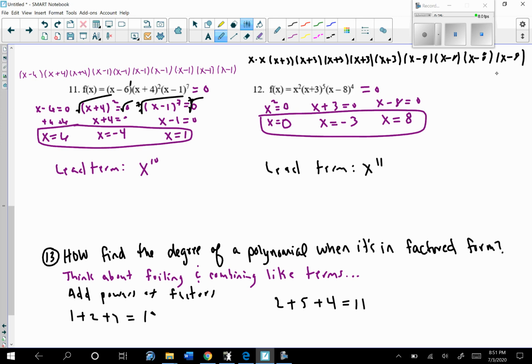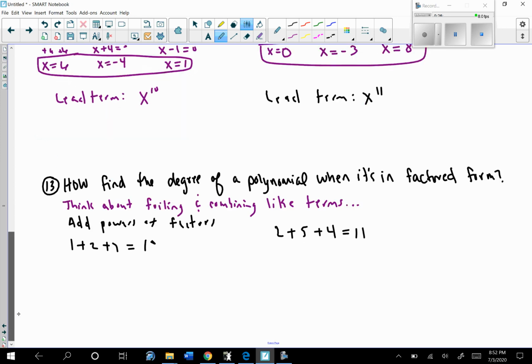Can you write it all out? Of course, but it's a lot easier just to think about adding up those powers. And that is how you would get your lead term to find your degree. And then from there, you could find the end behavior by looking at your lead term, your degree: is it even or odd, and is the leading coefficient positive or negative? And that's it.